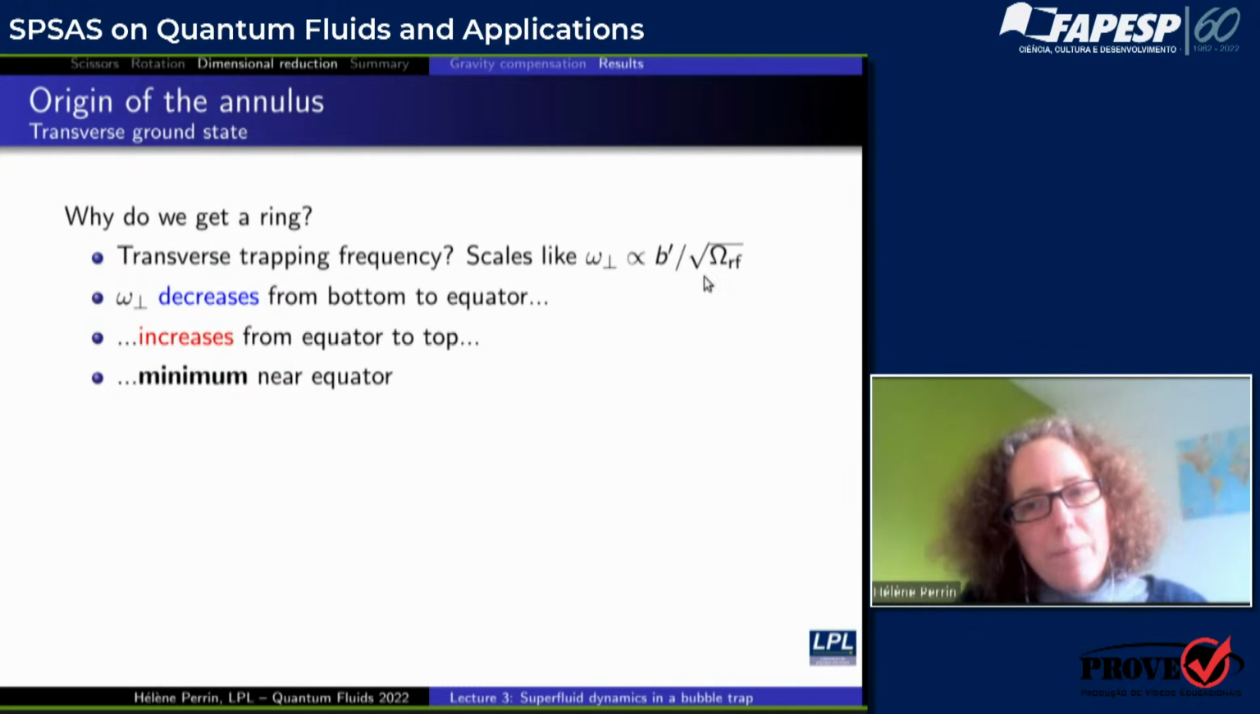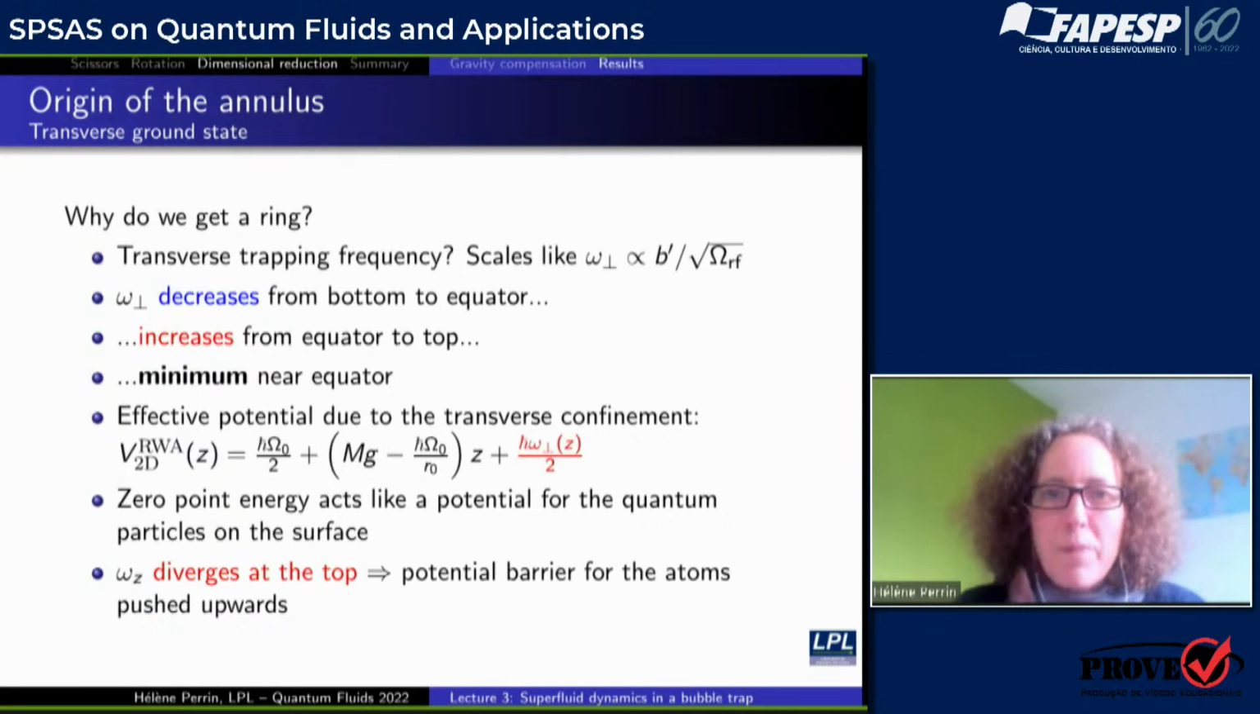So if you start from the bottom, the trapping frequency to the shell decreases from the bottom to the equator, then increases from the equator to the top, and is minimum near the equator. So what explains the trapping around the equator is the zero point energy of the transverse confinement. In fact, the atoms are in a 2D situation where they are strongly confined to the bubble.